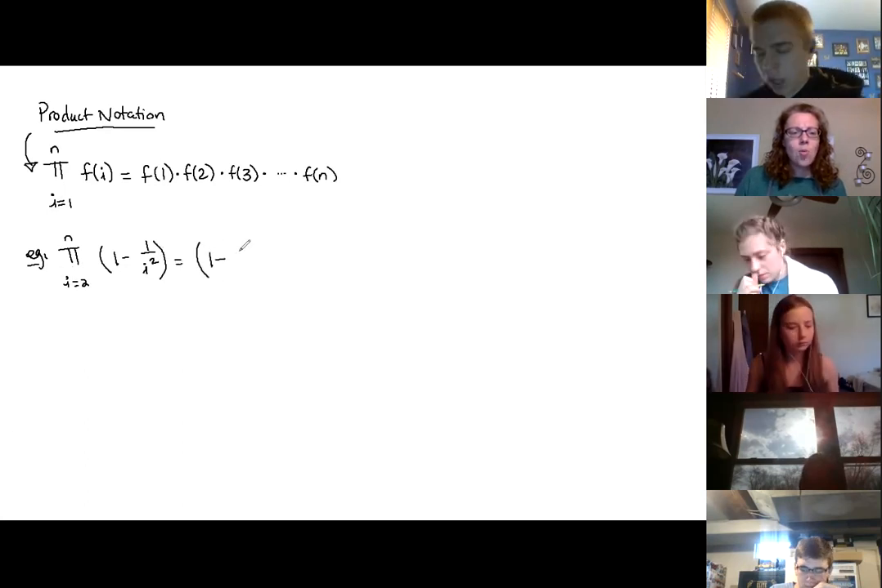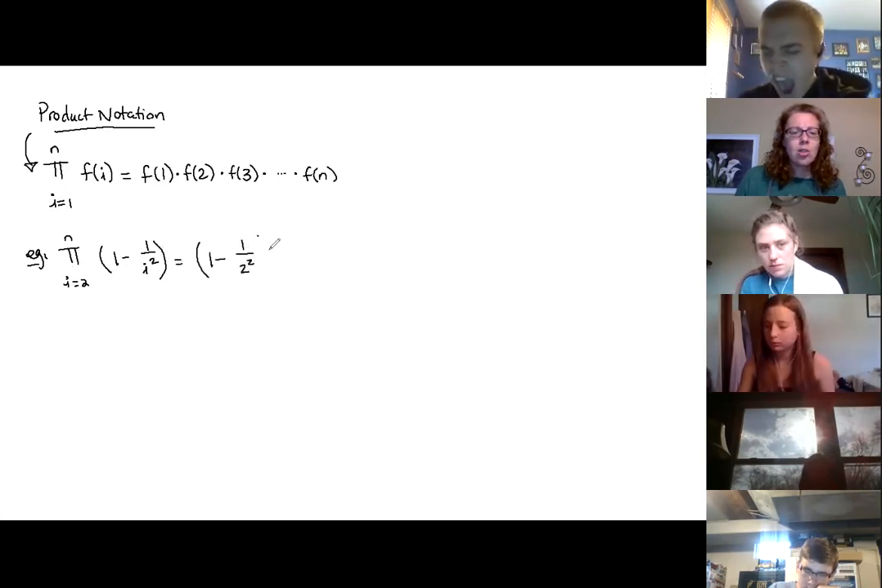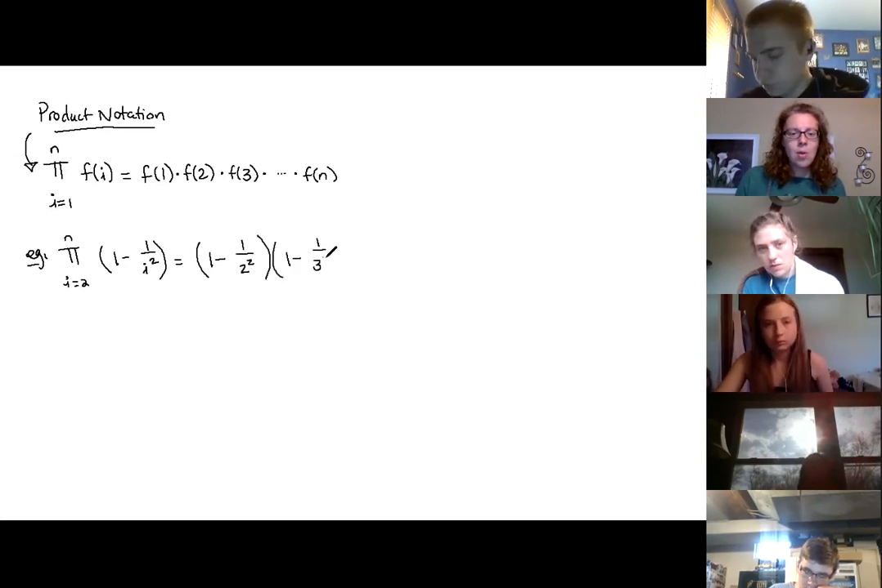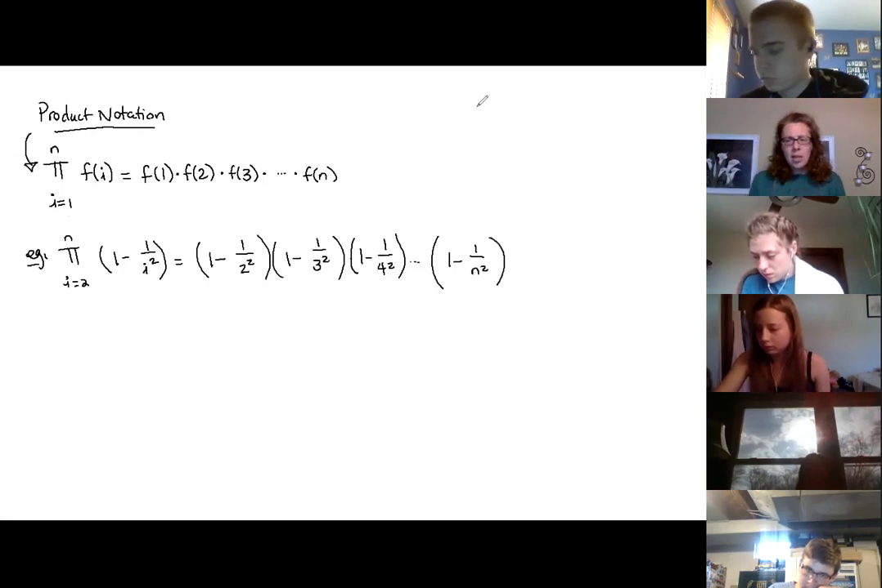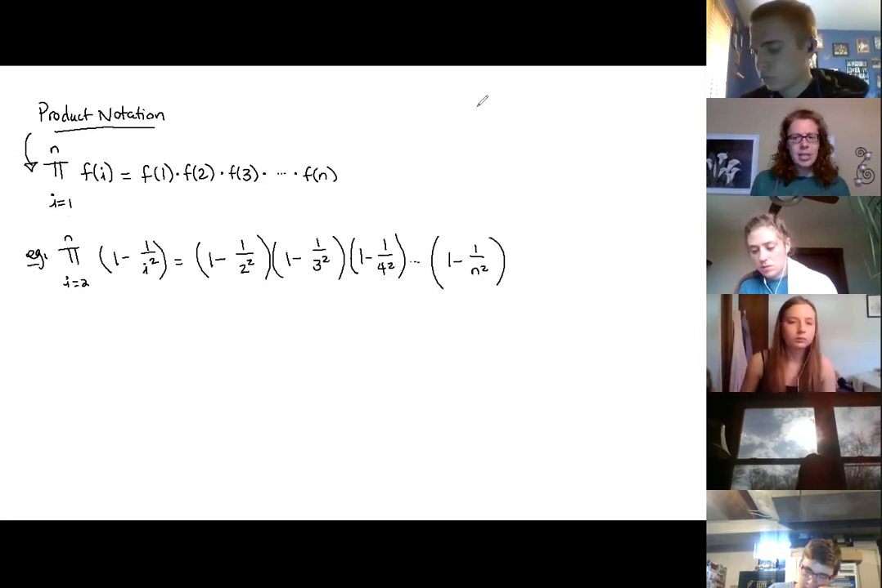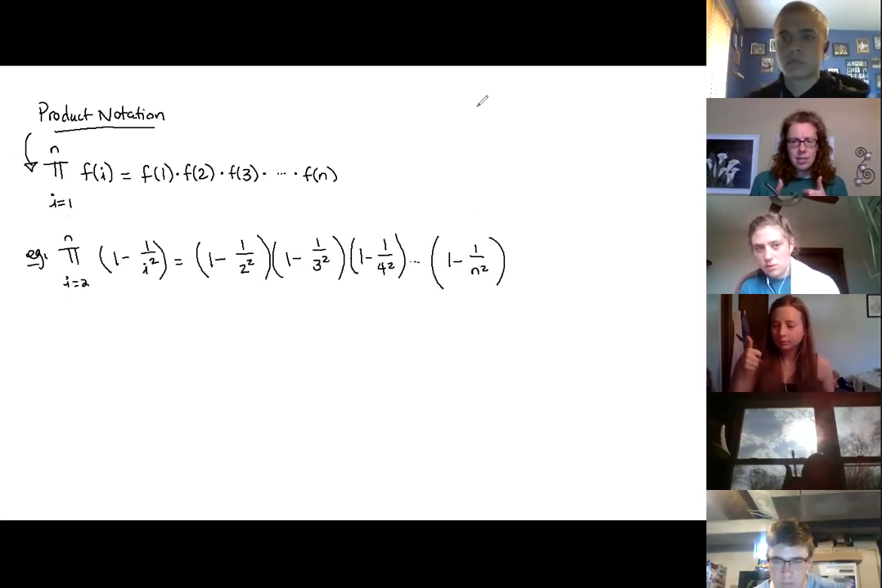So this is going to be 1 minus 1 over 2 squared times 1 minus 1 over 3 squared. We'll write one more out. Times 1 minus 1 over 4 squared times a bunch of dots. And then the place that I end is my top value, which is n. So times 1 minus 1 over n squared. Good with product notation? Just like summation notation, except you're multiplying together. Give me a thumbs up. Making sense there?